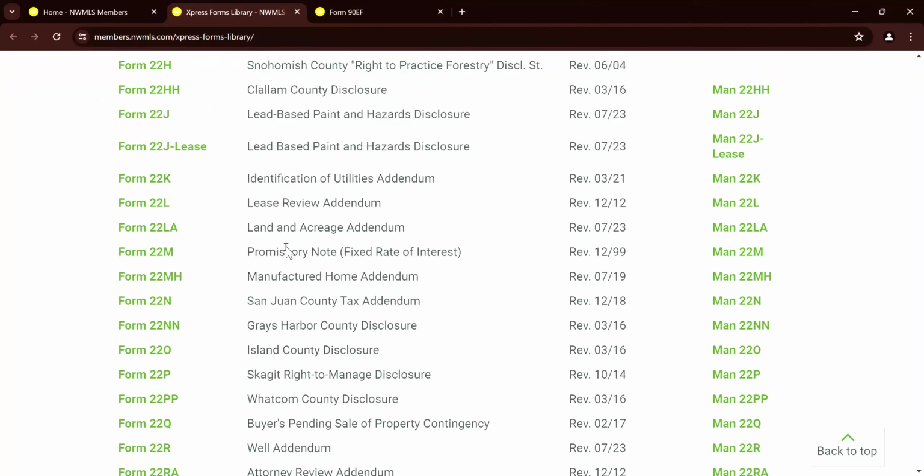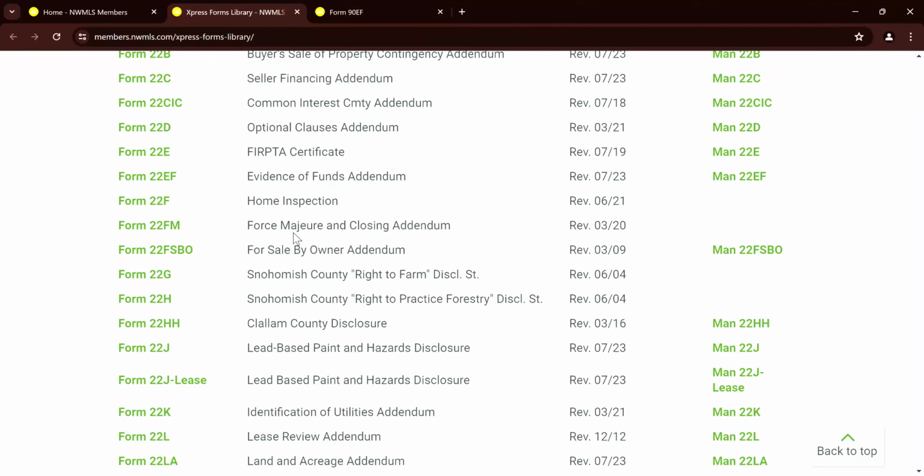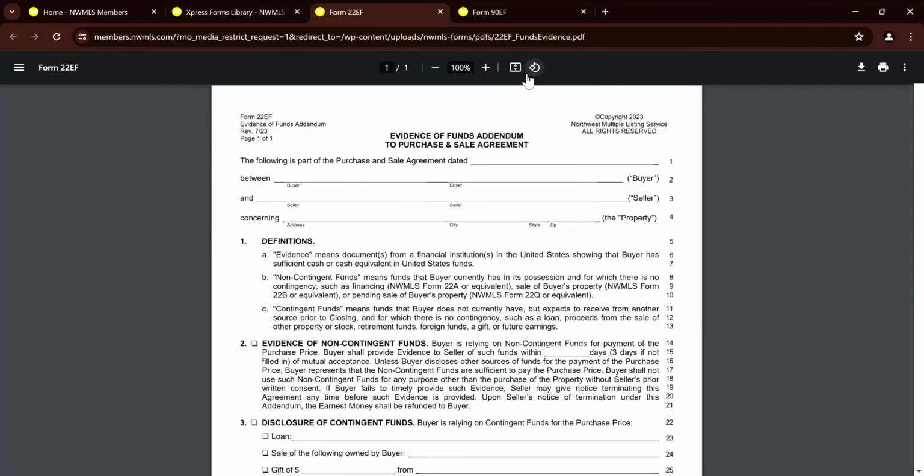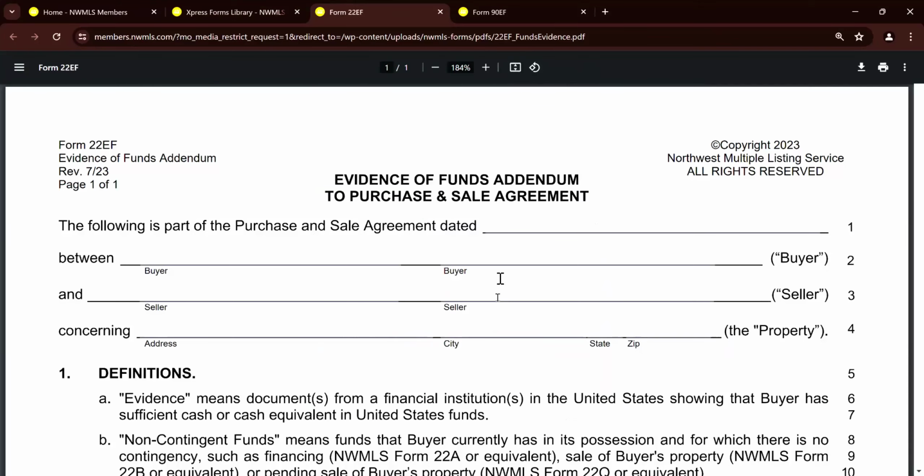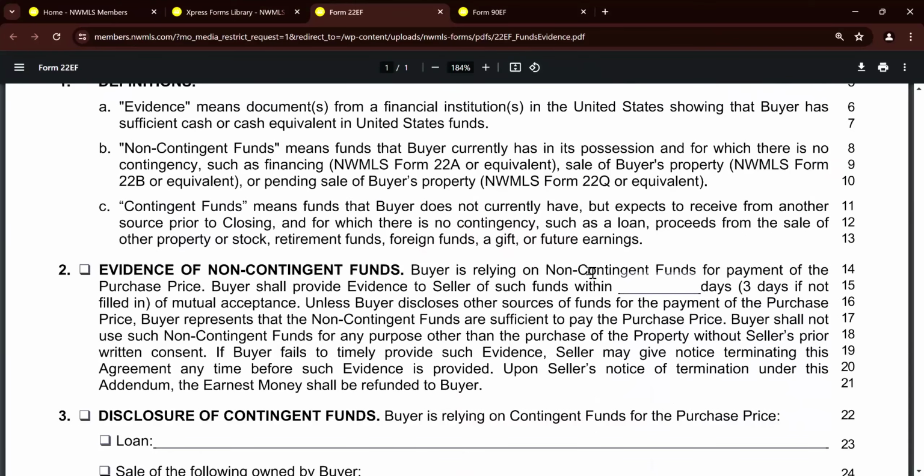What was the difference on that one between those two options? Paragraph one, paragraph two, contingent. Here, I'll show you. You'll see here in a second. So the first box that we just went over was for evidence of non-contingent funds. See, the default for this one is 3 days, right?